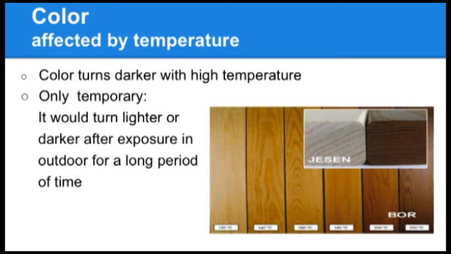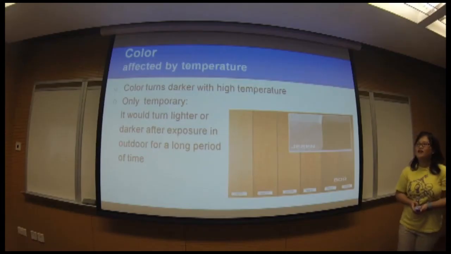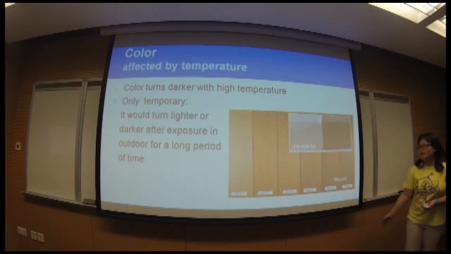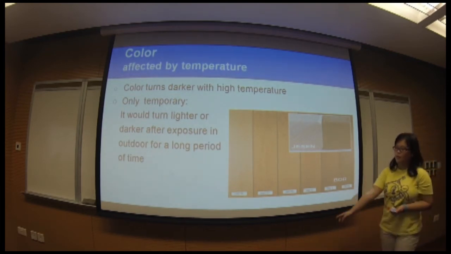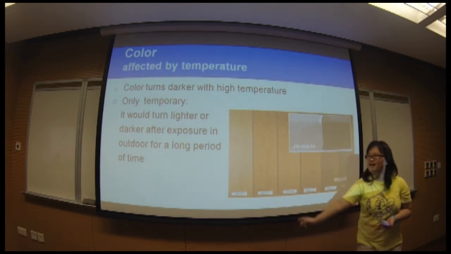And then I would like to talk about the color change under the heating treatment. Color always turns darker with high temperature. In this figure, you can see the one at 220 degrees Celsius is darker than the one at 120 degrees Celsius. However, the color change is only temporary, because the color will turn lighter or darker after exposure outdoors for a long period of time. This is due to the chemical change inside the cell wall of the timber.